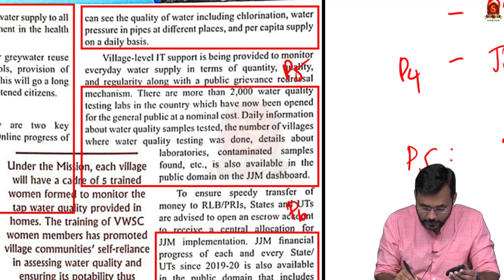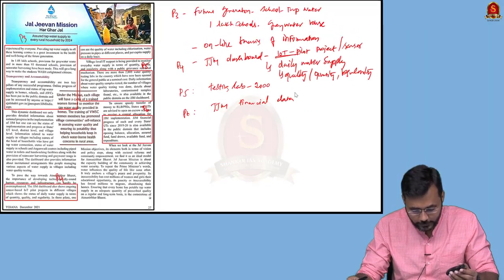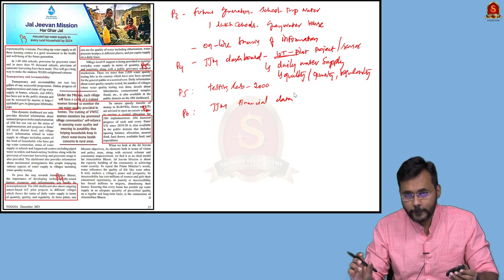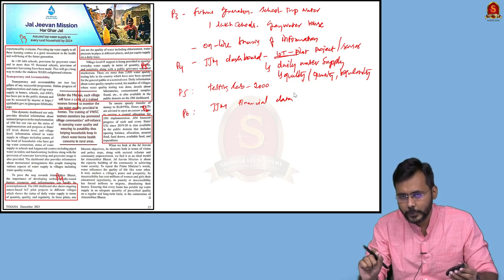And finally, regarding this paragraph 6, Jal Jeevan Mission financial data is also being shared online in the public domain, saying what money is being allocated, what funds are being utilized, how many funds are being withdrawn, and what funds are available. So all this information is in the public domain. This is a concept for transparency and accountability.